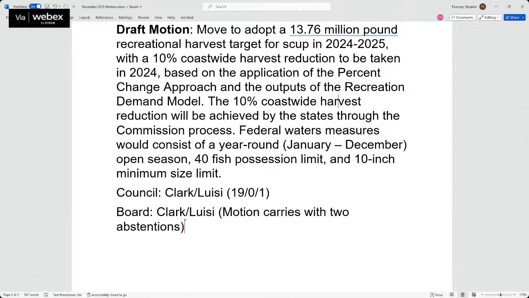Because right now, under the regulations that we have on the books for the commission, New Jersey North is closed. And so I'm trying to provide a path if somebody wants to open up.